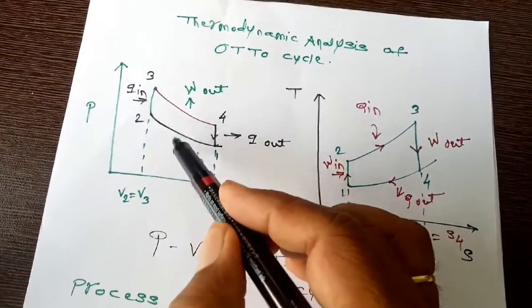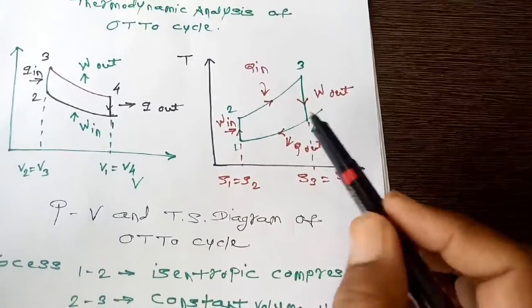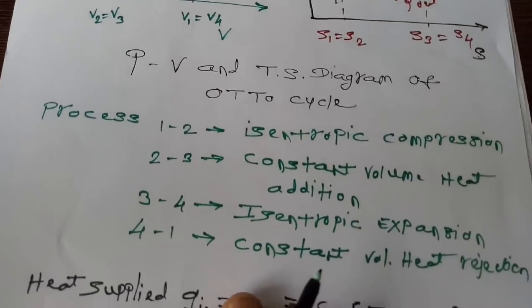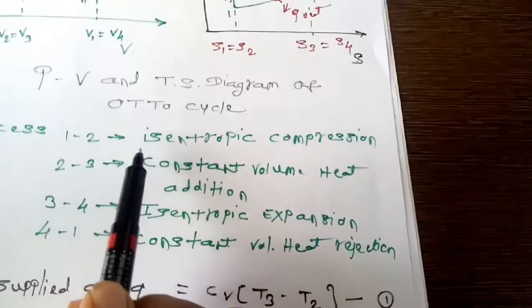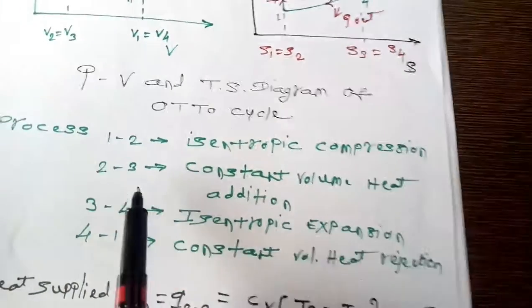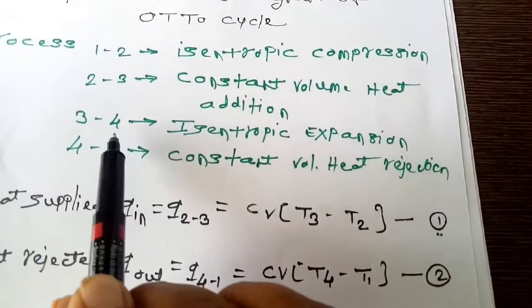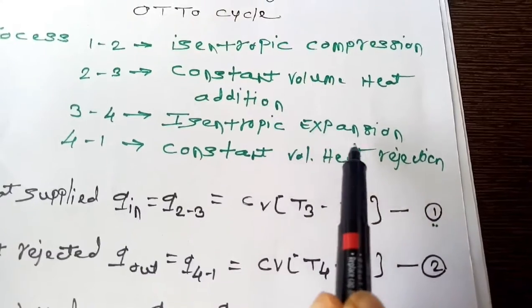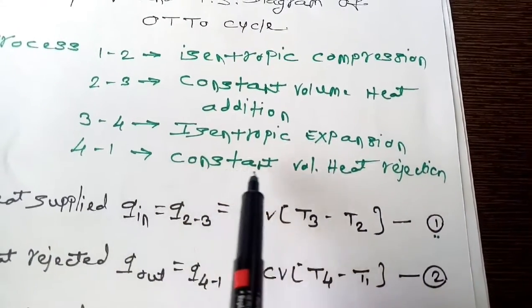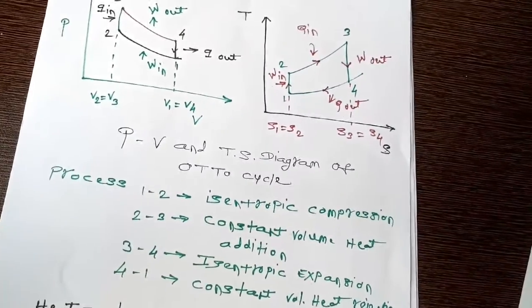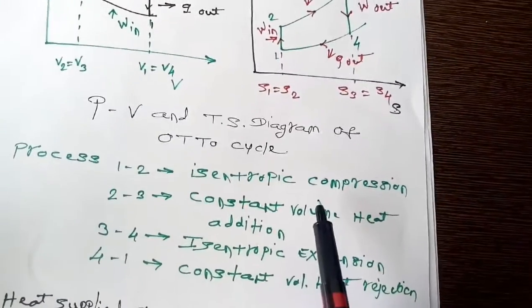So this represents PV curve and this represents the temperature versus entropy diagram. All the processes are mentioned here: process 1-2 isentropic compression, process 2-3 constant volume heat addition, process 3-4 isentropic expansion, process 4-1 constant volume heat rejection process. So entire processes are shown here.